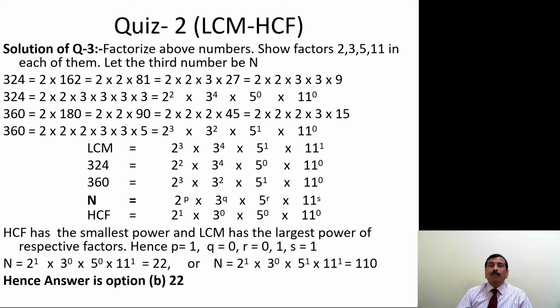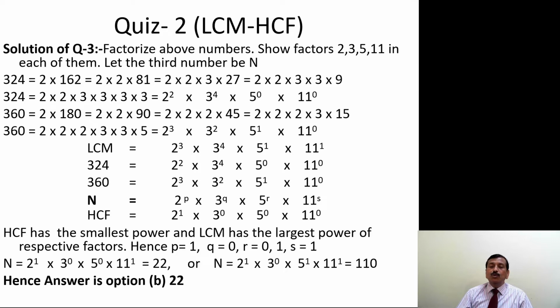Now what is HCF? Let's consider the power of 2. The smallest power is HCF. The highest power is LCM. Check for the power of 2 in factors of LCM, 324, 360, the unknown number n and HCF. Look here. What are the powers? 2 to the power 3, 2 to the power 2, 2 to the power 3, 2 to the power p and 2 to the power 1.